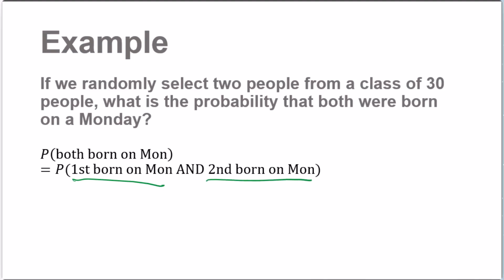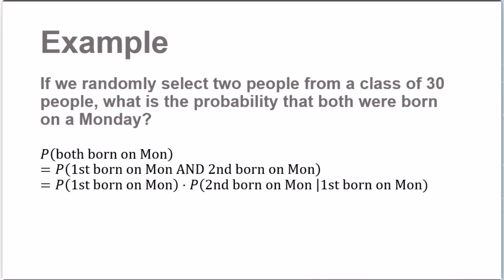So I'm going to apply my multiplication rule here. This is going to be the probability of my first event, the first person born on a Monday, times the probability of the second event given the first event. So I've written this out in words or probability notation here. I have probability that the first person was born on Monday times probability the second person was born on a Monday given that the first person was born on a Monday.